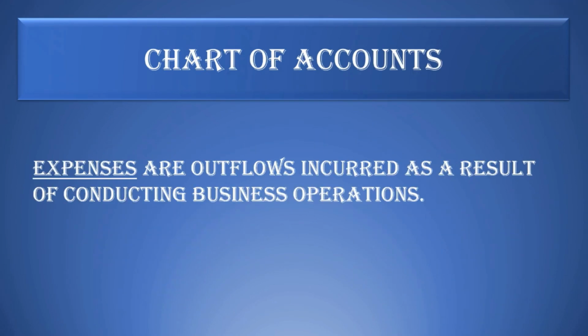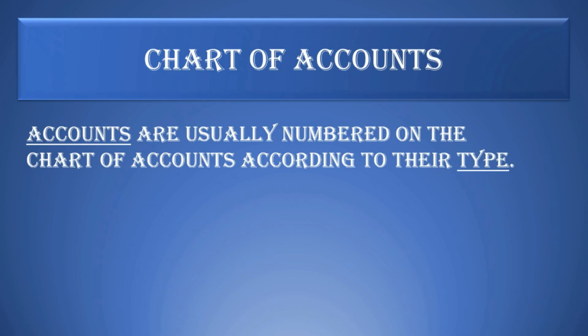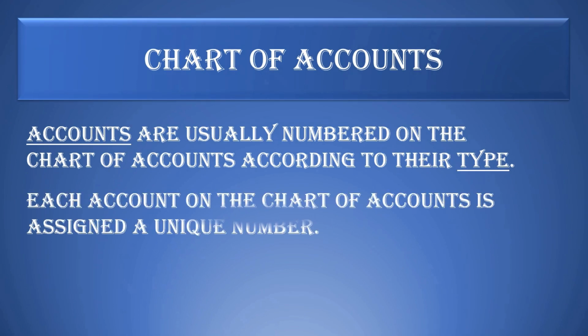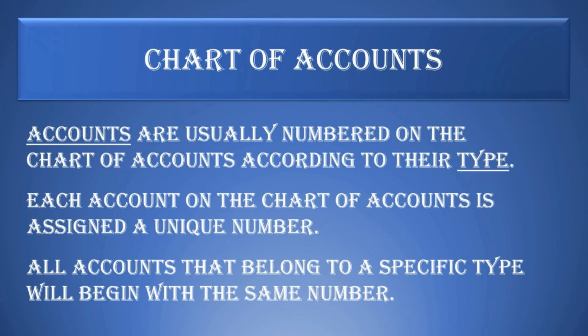Expenses are outflows incurred as a result of conducting business operations. To keep things organized and make it easier to work with the accounts, they will usually be numbered on the chart of accounts. The accounts are numbered according to their type. While each account on the chart of accounts will be assigned a unique number, all accounts that belong to a specific type will begin with the same number. This makes it much easier to organize them by account type.